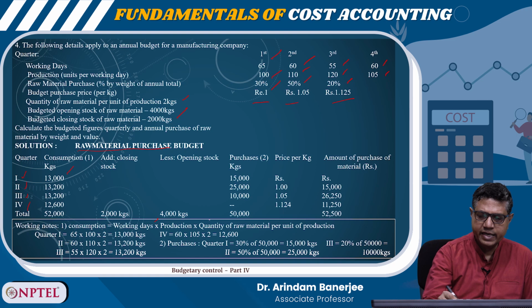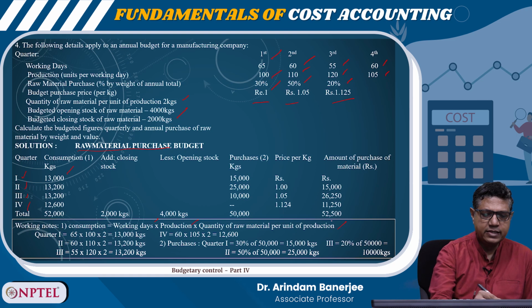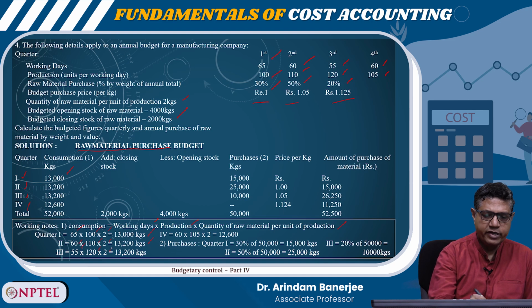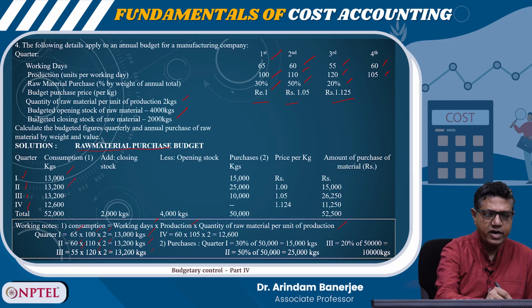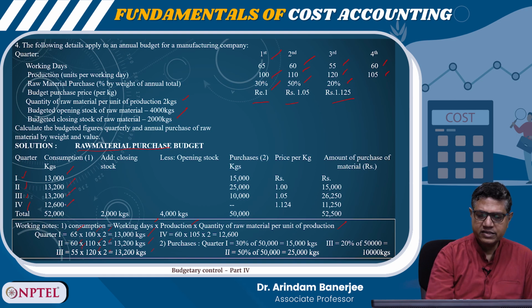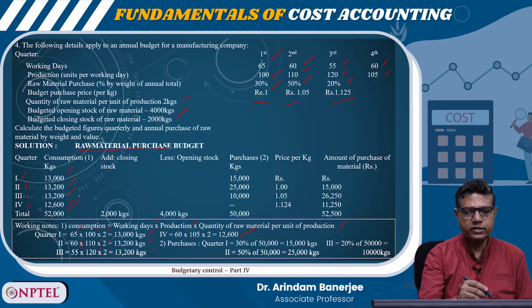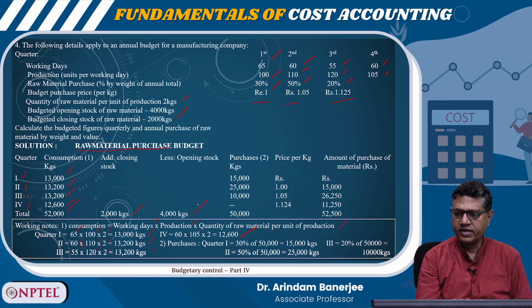Consumption is equal to working days into production into quantity of raw material per unit of production. So, it is 65 into 100 into 2, 13,000 kgs, 60 into 110 into 2, 13,200 kgs, 55 into 120 into 2, 13,200 kgs. So, I can write here 13,000, 13,200, 13,200, 12,600 from here, total 52,000. So, add closing stock, 2,000 kgs less opening stock 4,000 kgs. The purchases I can calculate, it is given there.